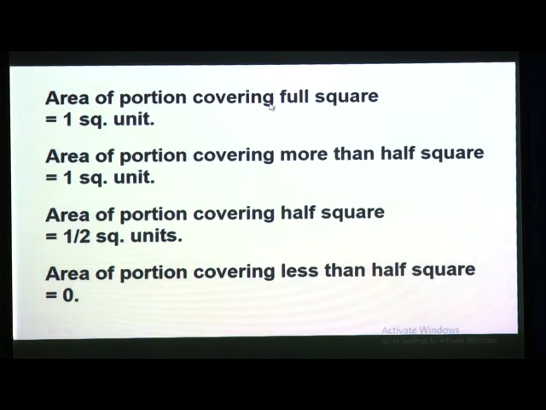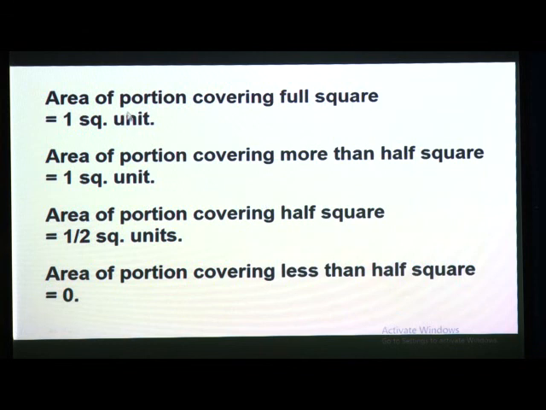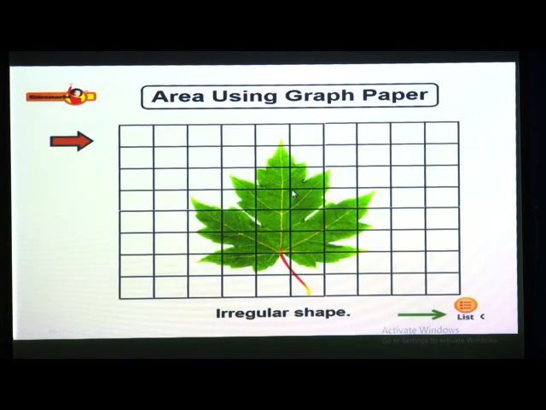Area of portion covering full square. If it has full square, for example, you take this square, the leaf has covered this full square. So for this we use 1 square unit. Area of portion covering more than half square. Now you can see here, see this square, the leaf portion is covered more than half.